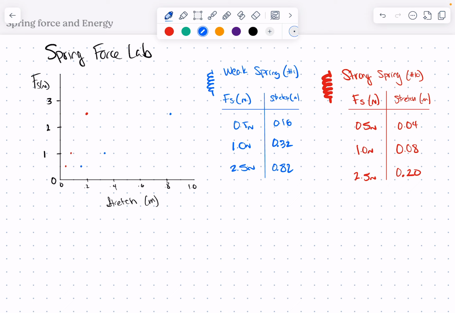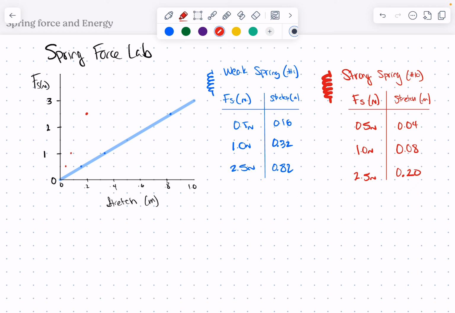I have the weak spring, that is, I had it on the one value. This is my data, and you can see I plotted it here, here, and here. And so when I do my line of best fit, I get something like this.